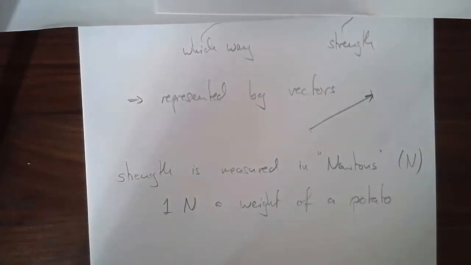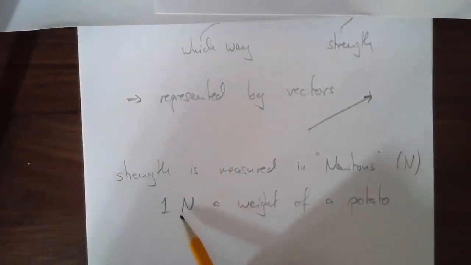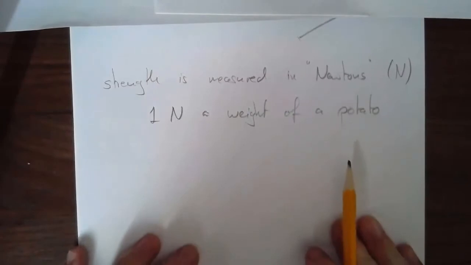Right, so you hold a potato in your hand. The force you need to apply to support it, to stop it from falling, that's equal to the force with which the Earth is pulling on it through gravity. That's about 1 Newton. Like 1 potato, about 1 Newton.